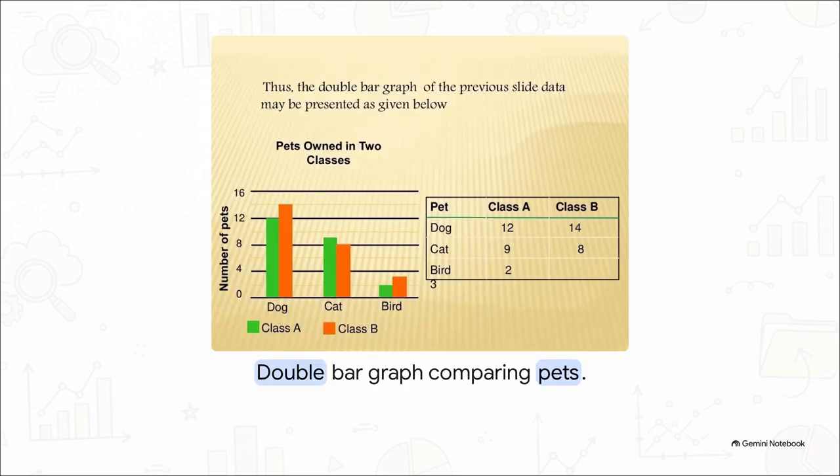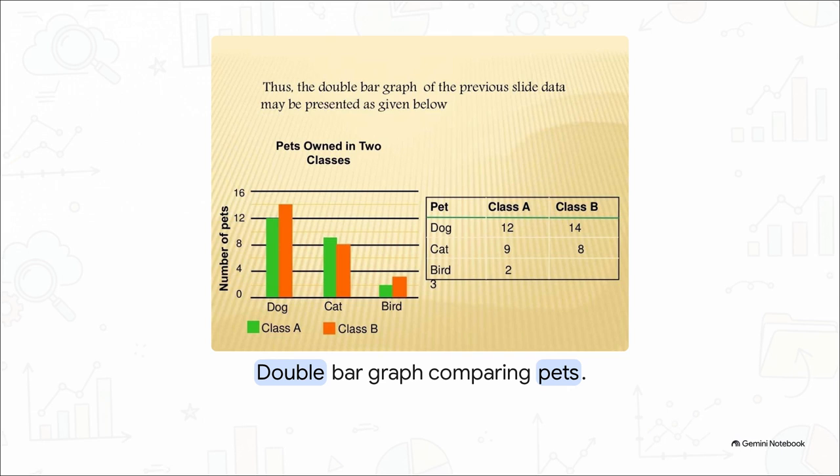And this right here brilliantly illustrates the absolute power of visual data. By turning that table into a double bar graph, the comparison is instantly readable. The green bars represent Class A, and the orange bars are Class B. Right off the bat, your eye tells you dogs are the most popular pet overall, and that Class B has just a few more dogs than Class A. You don't even have to read the numbers. The physical height of those bars is doing all the heavy lifting for your brain.